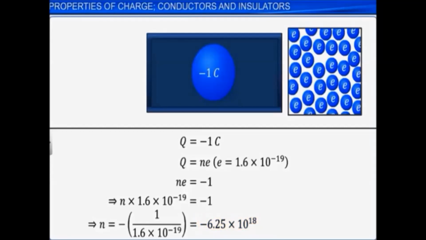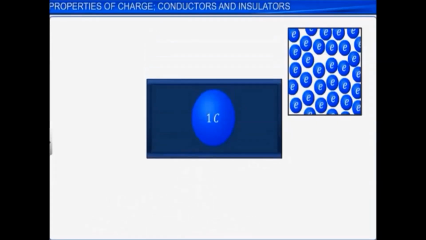Here, n is a negative integer, indicating that the body has gained a negative charge. So, we see that 1 coulomb of negative charge contains 6.25 into 10 to the power 18 electrons, which is a very large number of electrons.